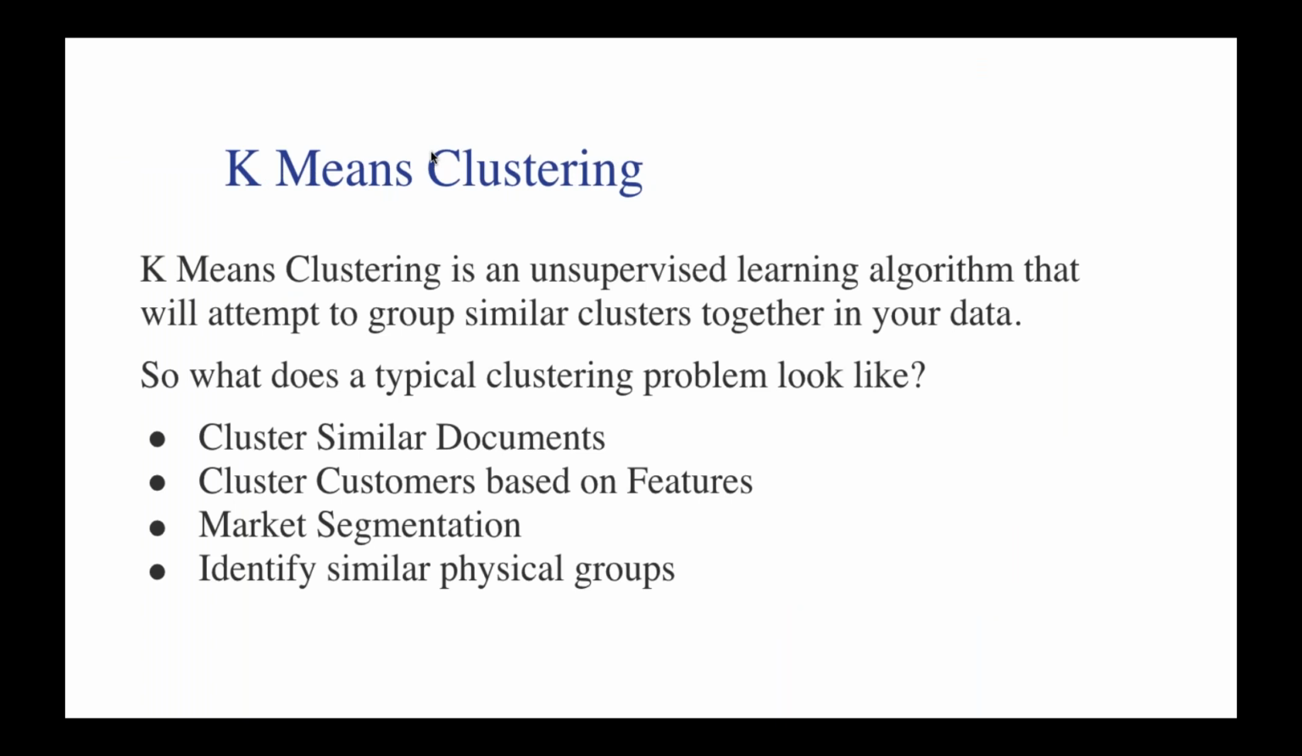K-means clustering is an unsupervised learning algorithm that will attempt to group similar clusters together in your data. So we don't have any target value. We don't know how many. Without seeing any data of the universe, if it is in numerical form, give it to me and I'll apply k-means and tell you whether any similarity is there or not. Okay, so let's say YouTube data. You dump YouTube data and apply k-means on it.